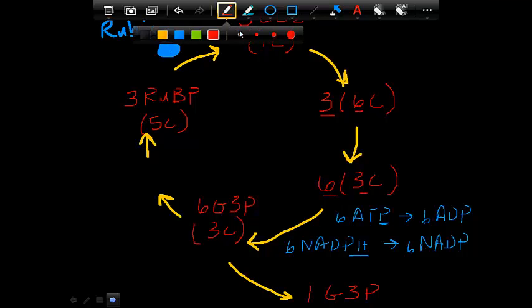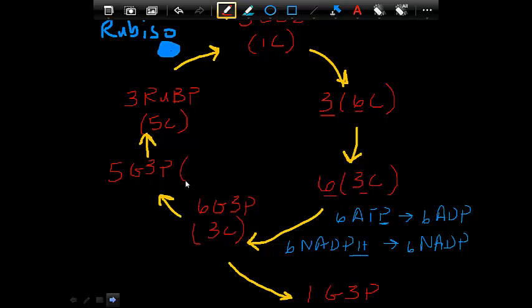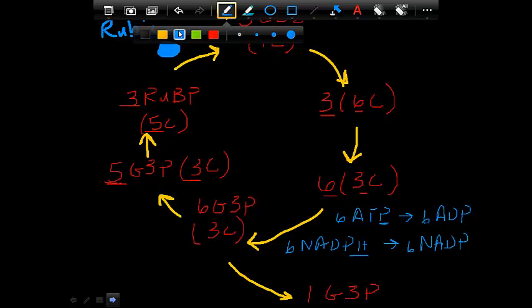Let's draw those in there. And remember, each G3P still has 3 carbons. All right. So we have 6 G3P, take away 1, we're left over with 5. Those 5 G3Ps, remember, get rearranged to make 3 RUBPs, because 3 carbons times 5 molecules is the same as 5 carbons times 3 molecules. But in order to do that rearranging, we need to use some energy again. Need to use some ATP.